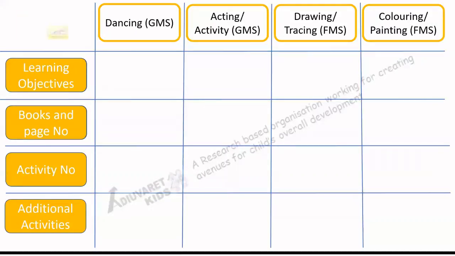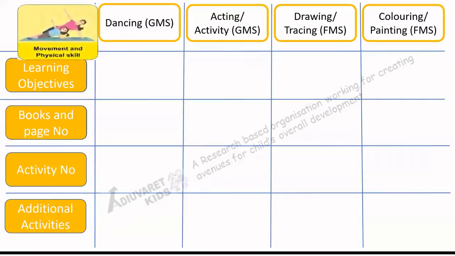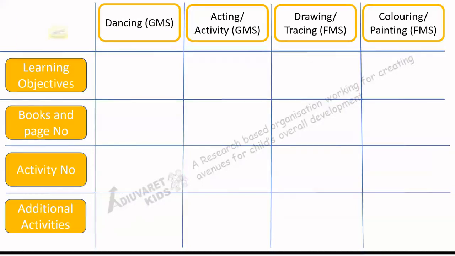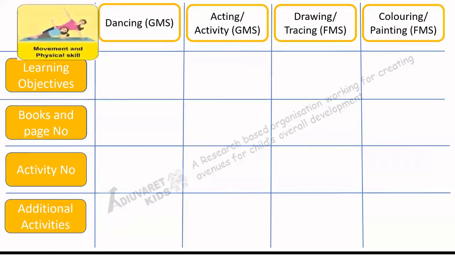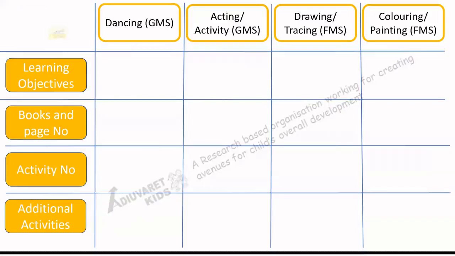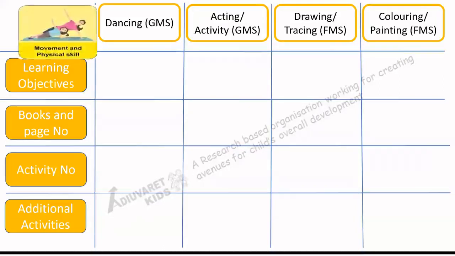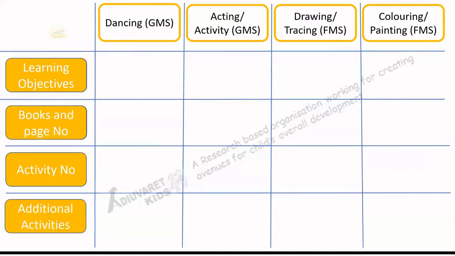Finally, we are going to the last skill, which is movement and physical skill, taking care of gross motor skills and fine motor skills. Under that, we have defined 4 sub skills as dancing, which is gross motor skill, basically acting and various activities done by the children related to the syllabus, which we have already discussed in the syllabus. Drawing, tracing take care of the fine motor skills, so also the coloring and painting. So these are the 4 soft skills, very fantastic and very useful activities, and most of the children love to have those activities.